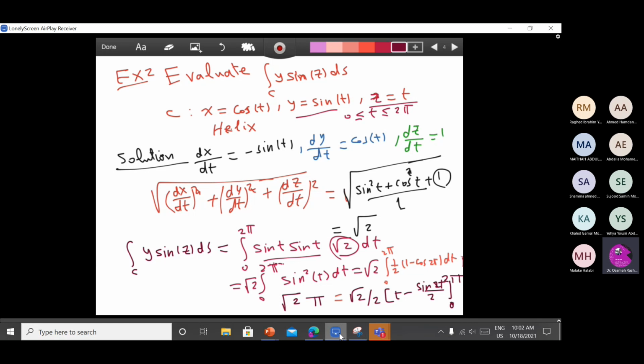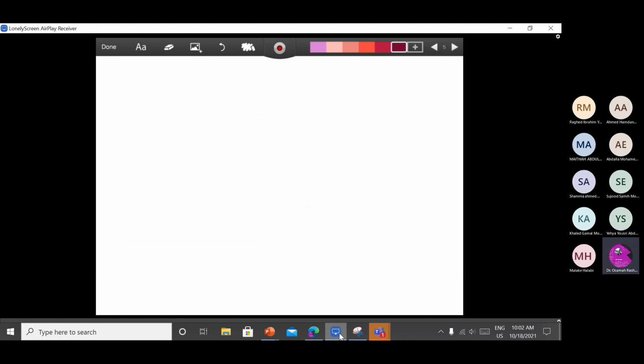Fine. This is the line integral in 2 dimension, 3 dimension with a scalar function. Okay. What's next? What about the vector? Because we are studying vector calculus. Okay. So I go for the line integral of vector field.